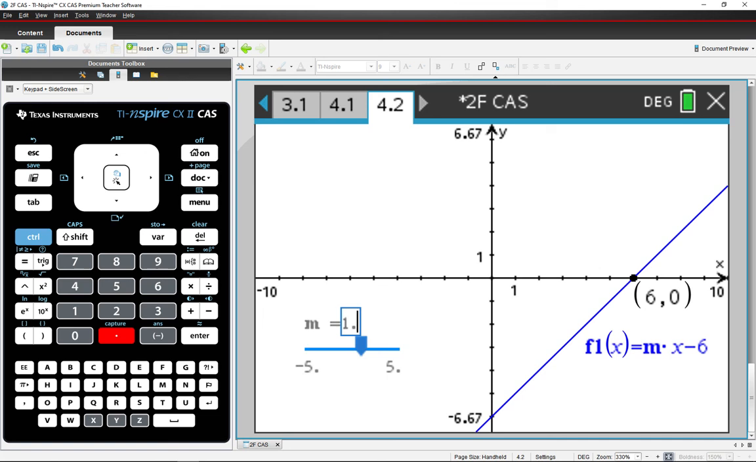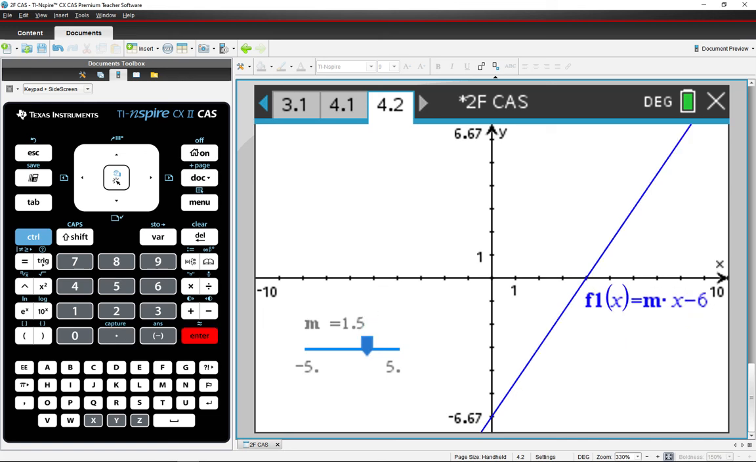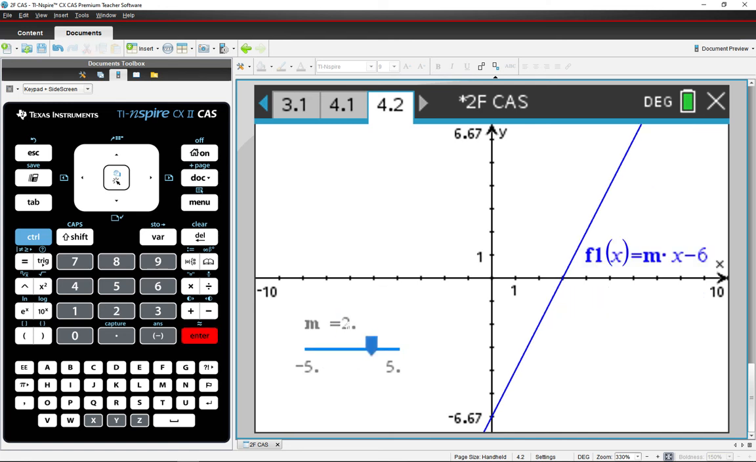What happens, let's say, at maybe 1.5? Okay, at 1.5, we've got an x-intercept which looks like it's at 4, and m equals 2, which is the largest m value we can have, has an x-intercept of 3. So we can see from that quick go through of the different values of m that certainly we get an x-intercept that is at least 3.